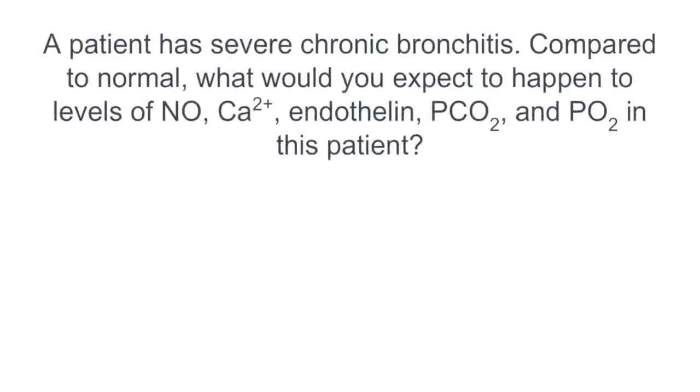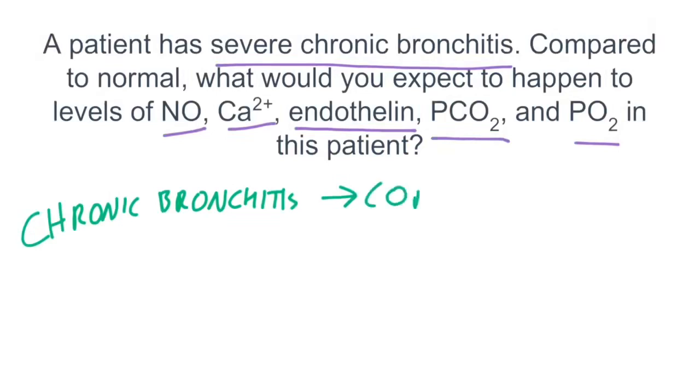Okay, so let's say a patient has severe chronic bronchitis. And compared to normal, what would you expect to happen to the levels of nitric oxide, calcium, and endothelin, as well as the partial pressure of carbon dioxide and oxygen in this patient? So this patient has chronic bronchitis, which is a form of COPD, and COPD causes hypoxemia, so decreased PaO2. So this answers part of our question.